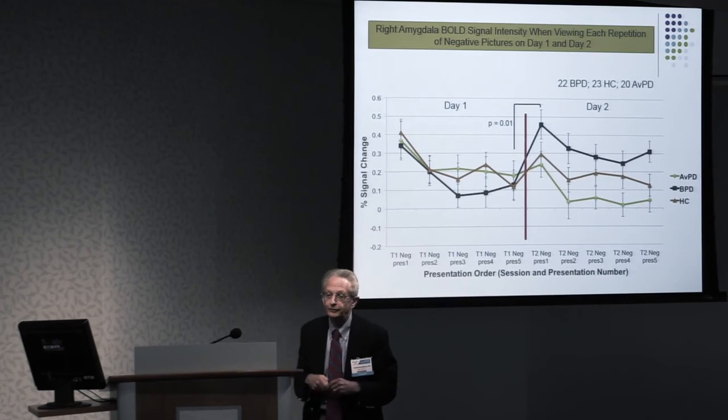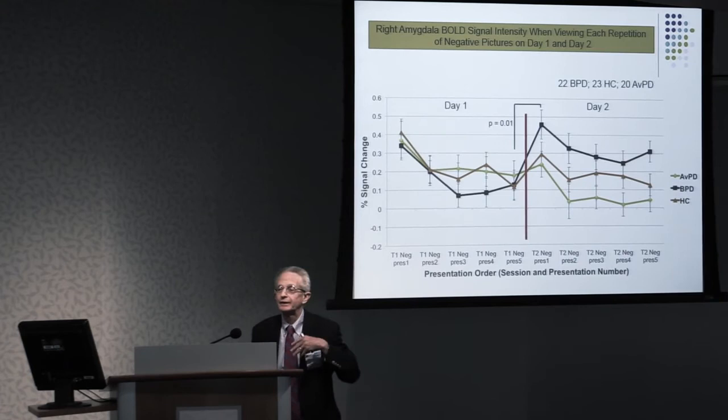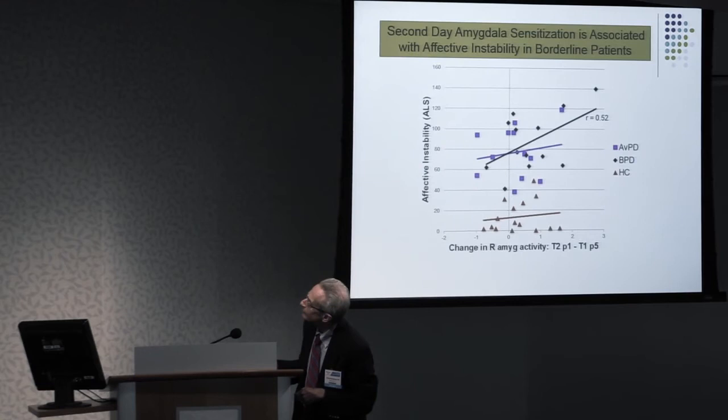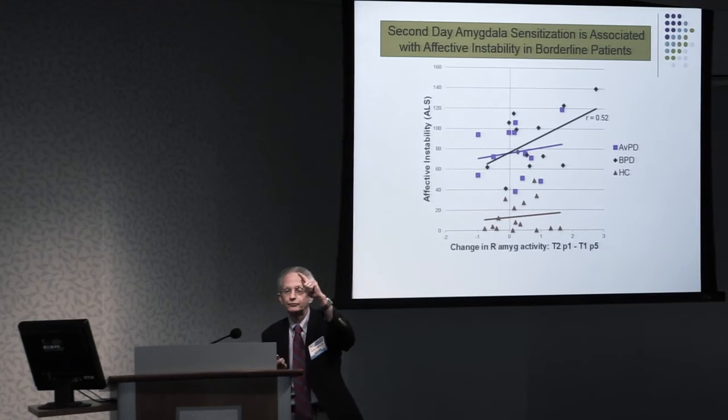We found it also true in the insula. This was a really intriguing finding, that there's a kind of bounce back, where exposure to negative pictures on day one leads to a more negative reaction on day two. And we also wanted to connect this up with affective instability, and we found that the degree to which there was a jump up in amygdala activity from day one to day two was correlated with how much affective instability the patients had.